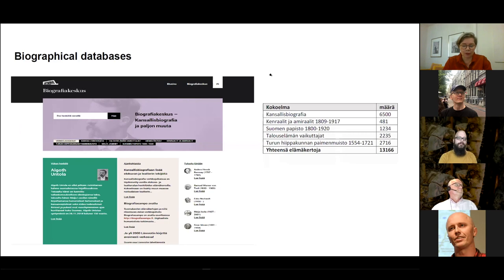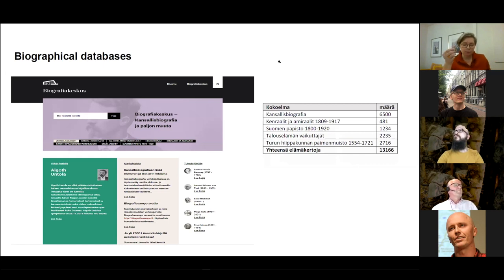And also several other smaller historical biographies based on occupational groups, such as the Finnish clergy or the Finnish military leaders during the Russian era. Combined, these databases and collections of biographies provide information on about 13,000 Finns, their lives, their works, their careers.